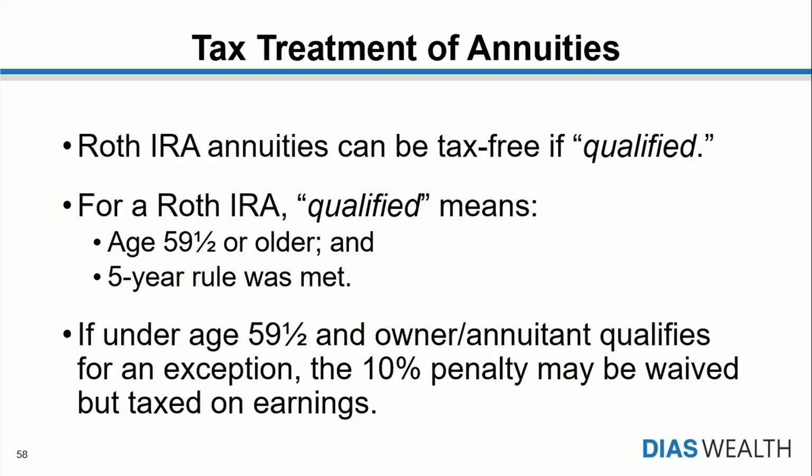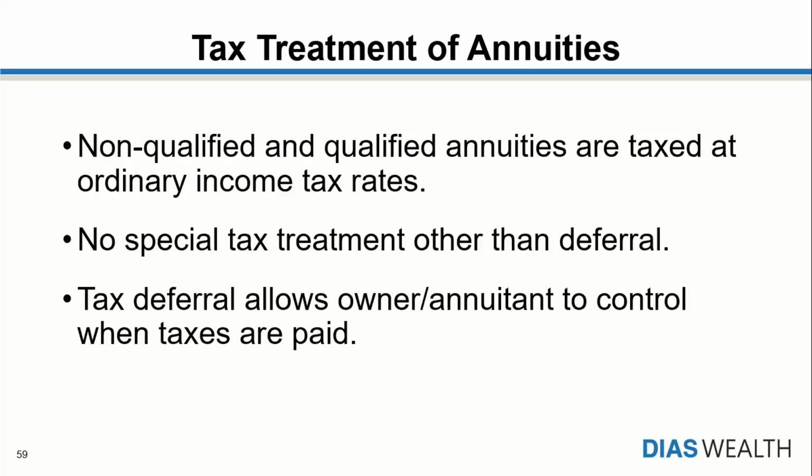The tax treatment of annuities. So Roth IRAs in general, they're tax-free if they're qualified. So age 59 and a half or older, and you have the 5-year rule, that they have the account for 5 years or more. If under age 59 and a half and the owner annuitant qualifies for an exception, the 10% penalty may be waived, but still taxed on the earnings. But for all intents and purposes, we're talking about non-qualified annuities.